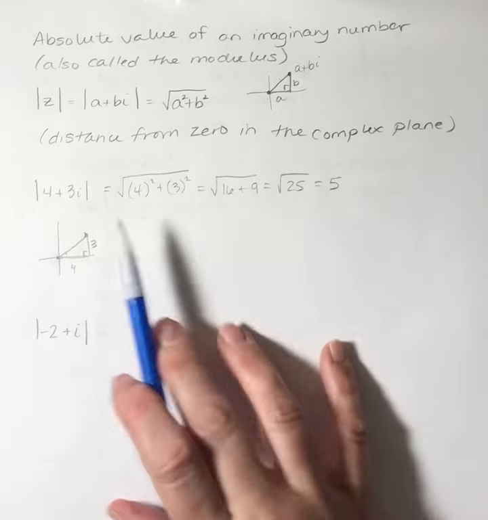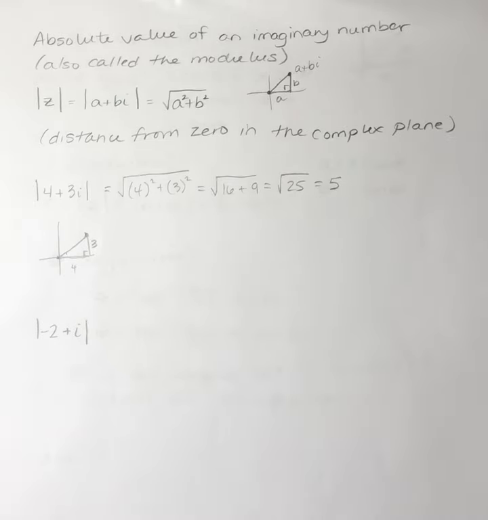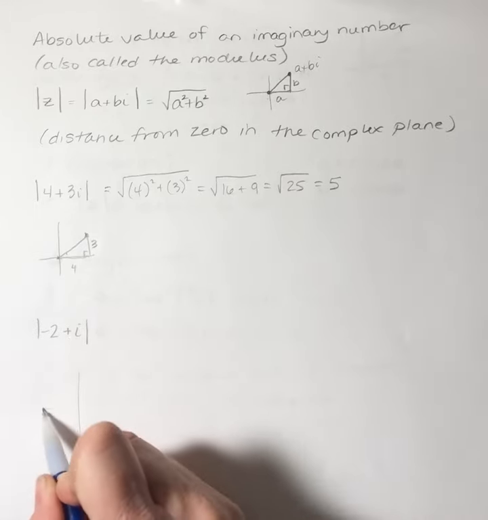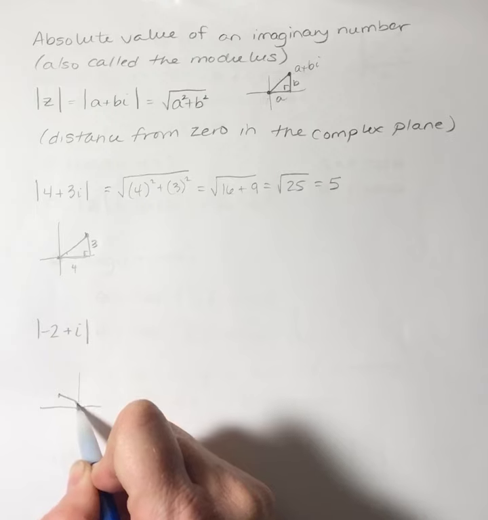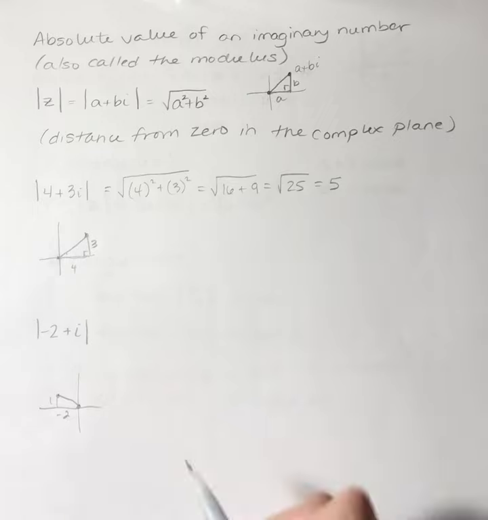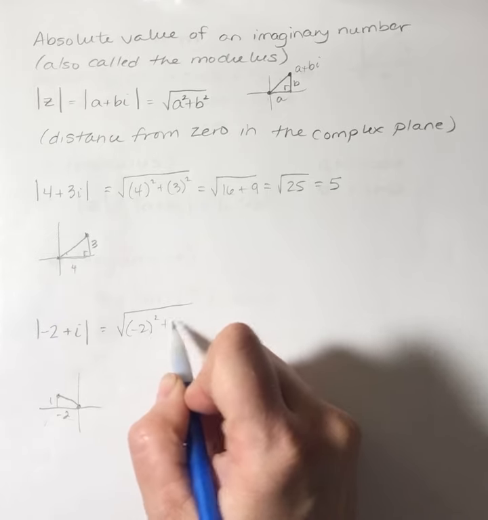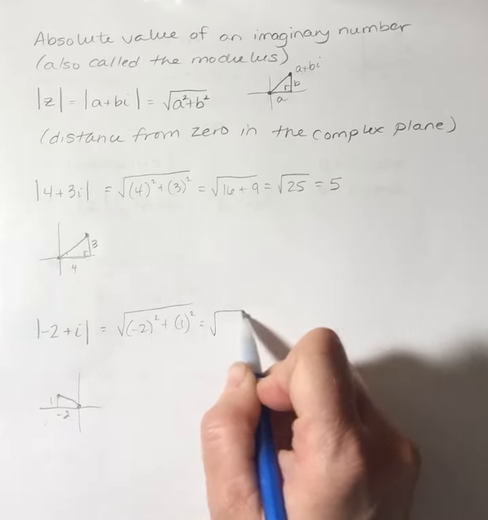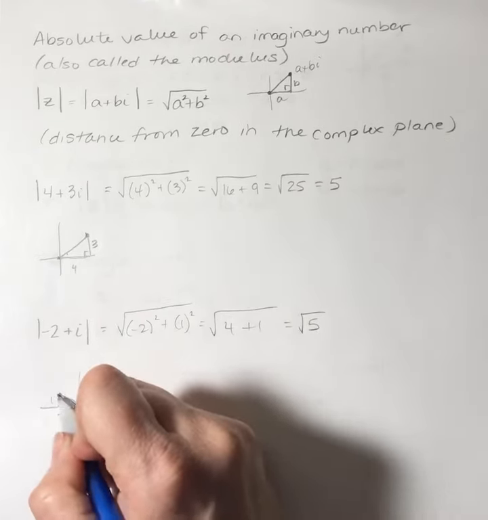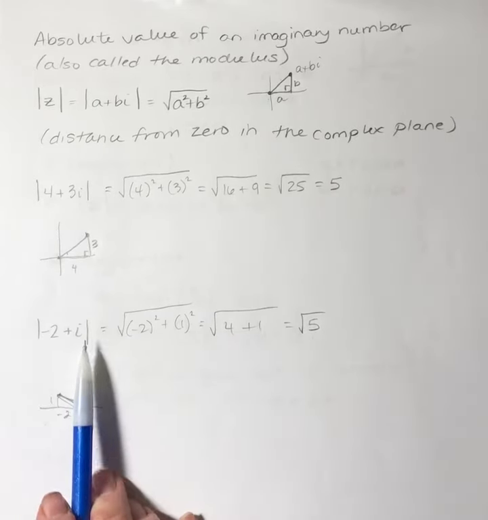Okay, absolute value, again, this is also called the modulus, because shortly we're going to be changing these to polar form. So, absolute value of negative 2 plus i. So negative 2 plus 1i. This is not a Pythagorean triple. So I have the square root of negative 2 squared plus 1 squared, or the square root of 4 plus 1, or the square root of 5. So the distance that this is from the origin is the square root of 5. Or the modulus of negative 2 plus i is the square root of 5.